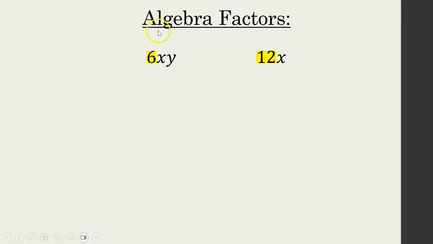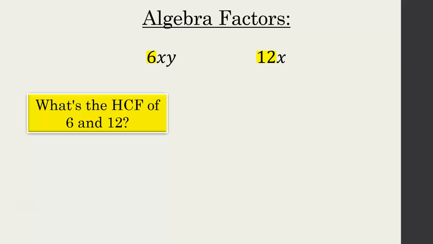Well, first off, let's forget about the variables and look at the coefficients. The coefficient is the number in front of the variables, in front of the letters. So this is the number 6 and the number 12. So we ask, what's the highest common factor of 6 and 12? Again, I've looked at this in previous videos. To find the highest common factor, you just look at the factor pairs. If you're not comfortable with that, I recommend going and looking at those videos. But just thinking about it, what number divides into 6 and divides into 12? Remember, factors divide into the number.